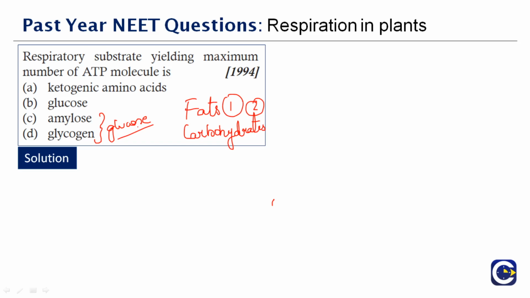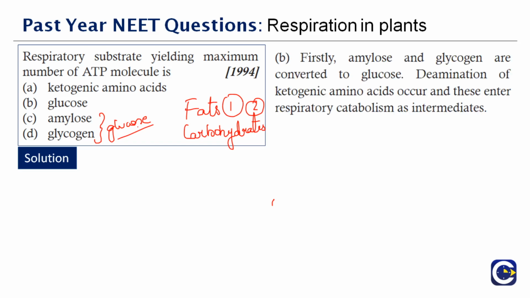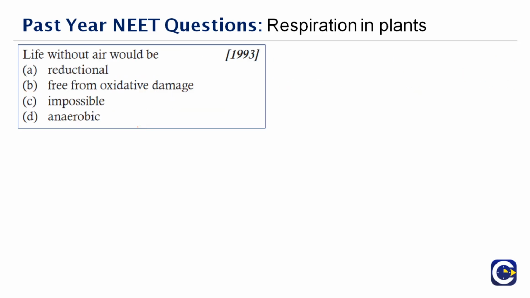Deamination of ketogenic amino acids occurs and these enter the respiratory catabolism as intermediates. Therefore the correct answer to this question is option B. Can you understand? I hope you understand. Fine. Next question, this was asked in the year 1993.